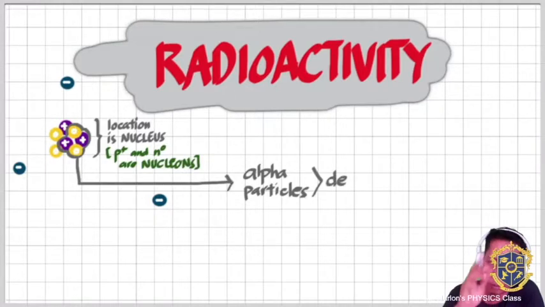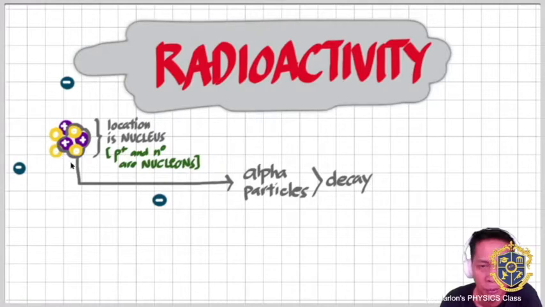So this is something that we call decay. This phenomenon, when the alpha particle leaves the nucleus, we can say that an alpha decay just happened.